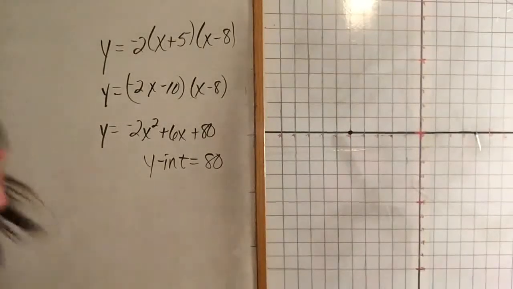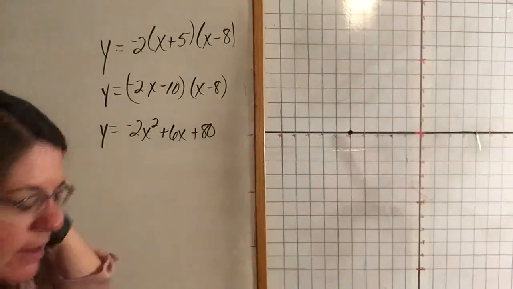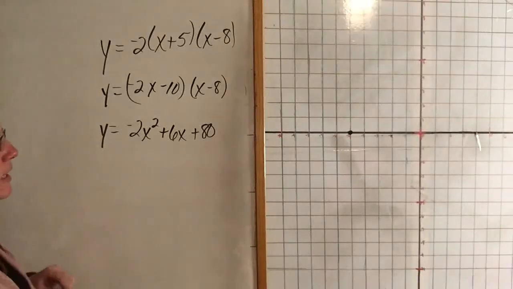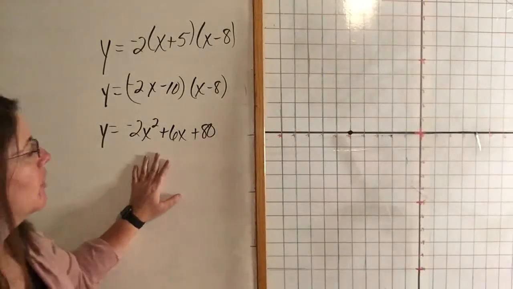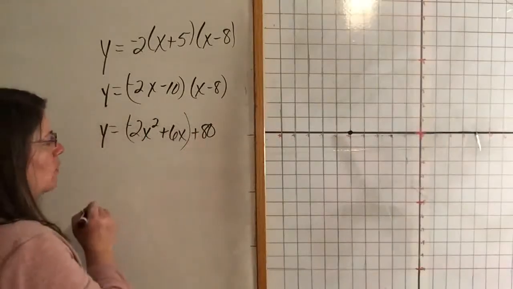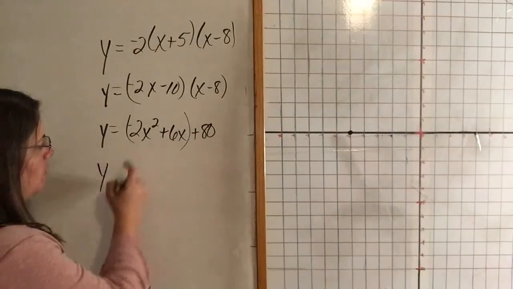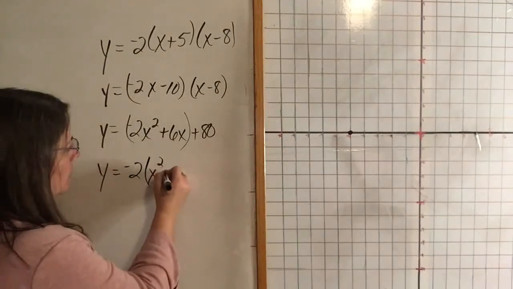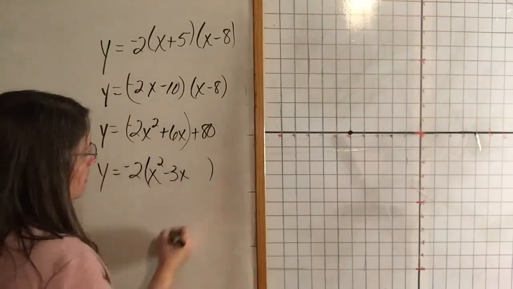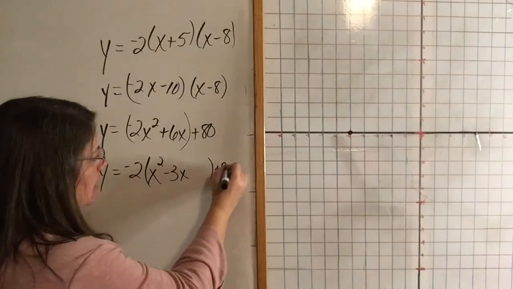So if I put it in vertex form, and this one's kind of a strange one because we're not going to be able to really graph this one by hand. You could graph it on Desmos and look at it and see what it looks like. So if I put this in vertex form, I'm going to group the first two. I'm going to take out a -2. I've got x squared minus 3x. I keep the plus 80.